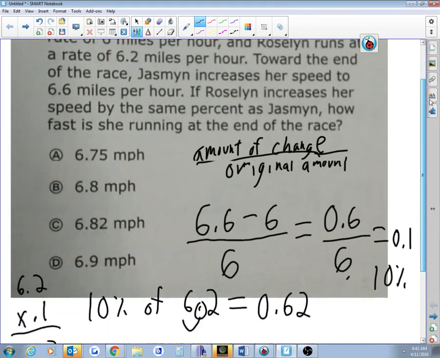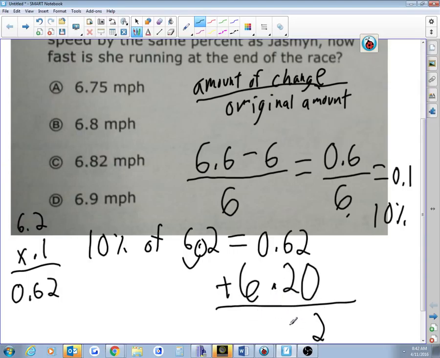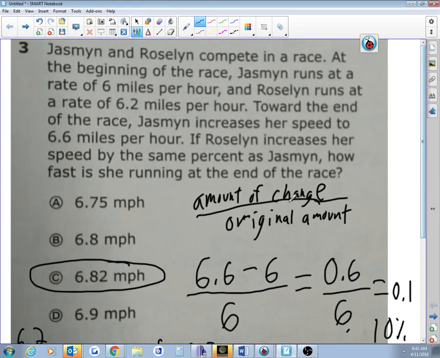So she started at 6.2 miles per hour. She increased it by 0.62. We have to make sure we line up our decimal here when we're adding. So she started at her original speed of 6.2, increased it by 10%, 0.62, and that gives us 6.82 miles per hour by the end of the race. They both increased their speed by 10%. That was their amount of change.